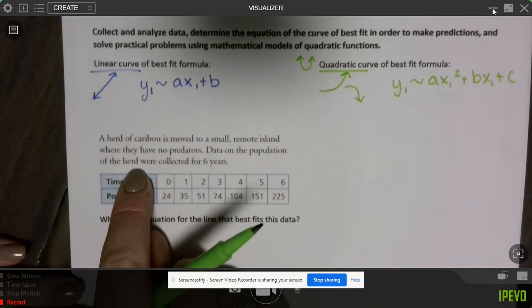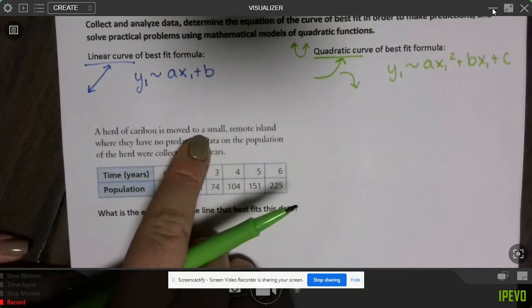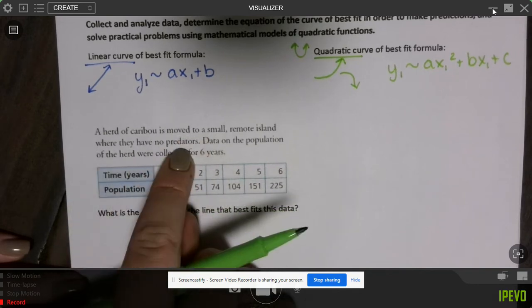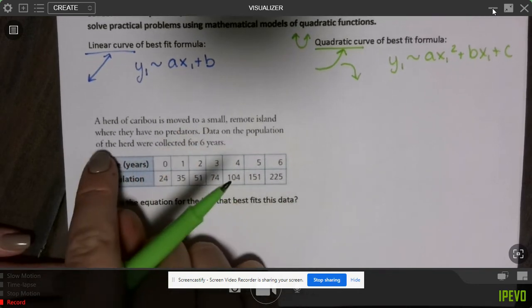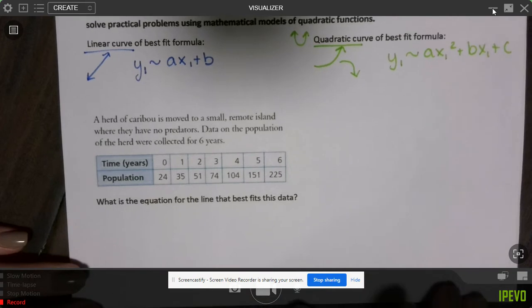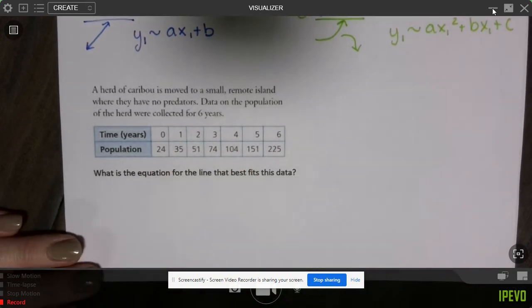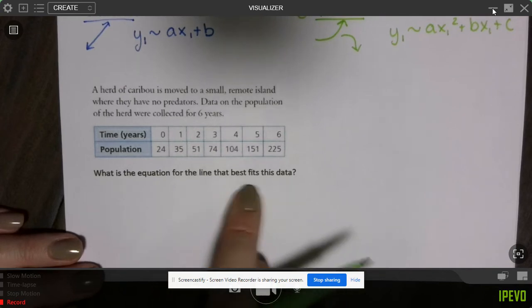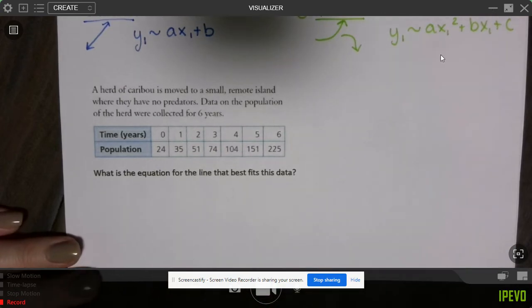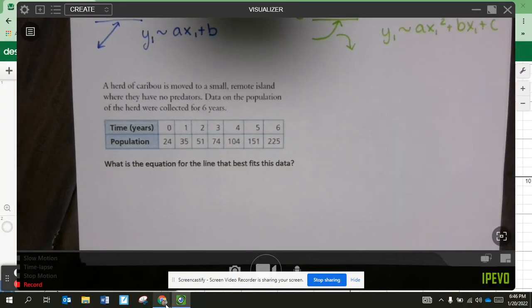Here, our data point is for a herd of caribou that have moved to a small remote island where they have no predators. Data on their population has been collected over 6 years. And the question that we're going to ask ourselves is, what is the equation for the line that best fits this data? So to solve this kind of problem, you're going to need Desmos.